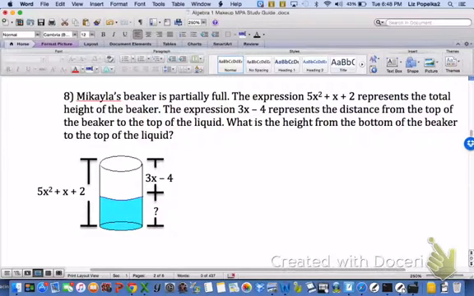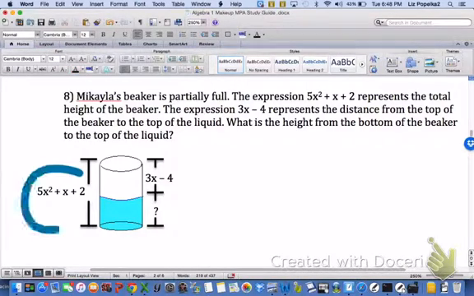For number 8, it says Michaela's beaker is partially full, and it gives you this expression to represent the total height of the beaker. You can see from the diagram, this is the height of the whole thing, and then this is the height of just part of it. So we've got to figure out the missing piece. This is one of those problems that I told you is really, really silly, but somebody that writes these tests decides it's important.